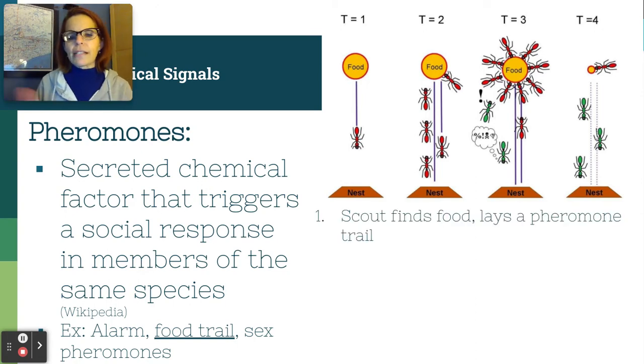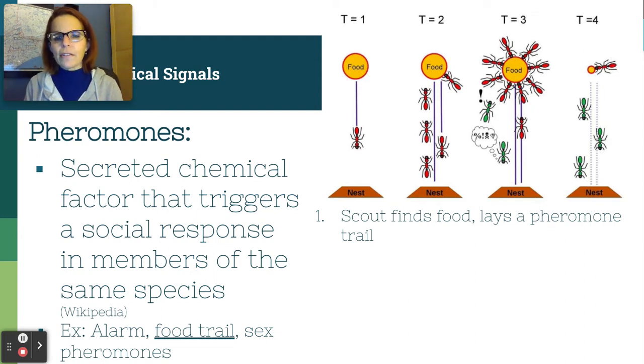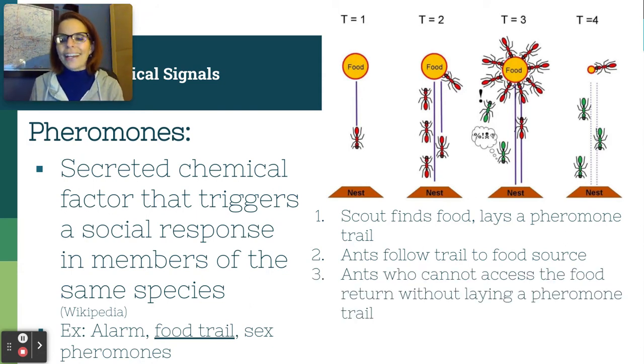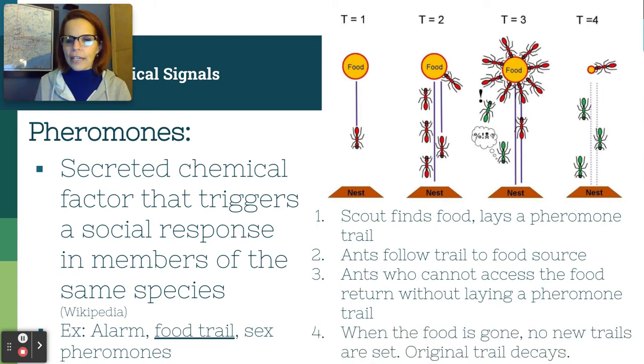Number one, it says the scout finds food and lays a pheromone trail. Ants follow the trail to the food source. So they smell this pheromone and then they move toward that source. Ants who cannot access the food return without laying down another trail, so the trail starts to weaken over time. When the food is gone, no new trails are set. The original trail decays and they stop going toward that food.